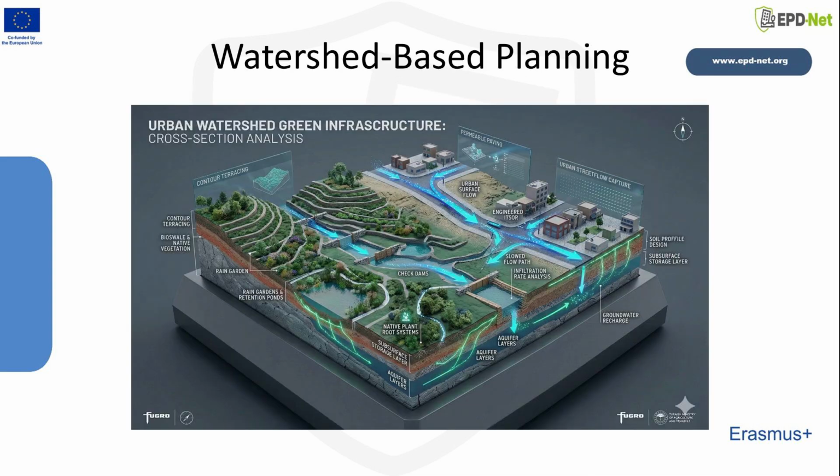Measures aimed at slowing runoff, increasing infiltration, stabilizing slopes, or preventing erosion must respond to these actual flow conditions. Therefore, the slide shows that hydrological behavior is not random. It follows recognizable spatial patterns, and understanding these patterns allows planners and designers to develop more effective, terrain-responsive, and watershed-based solutions.